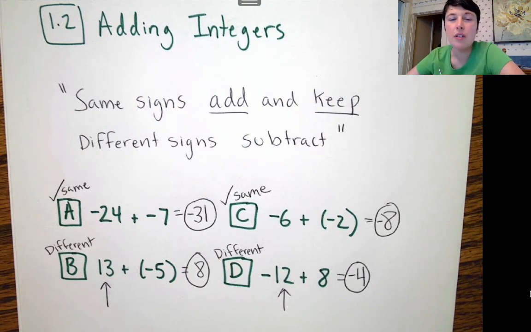All right, so this is the final video for this section 1.2 in our book, but I really want to encourage you to just keep practicing this. The same signs, add and keep, different signs, subtract. The more problems you do, the easier some of this gets, for sure. And I think that checking your answer and finding those mistakes that you might be making, figuring out what those mistakes are, will really help you improve. So I hope these helped, and I hope you move on to 1.3 and start working on subtracting integers next.